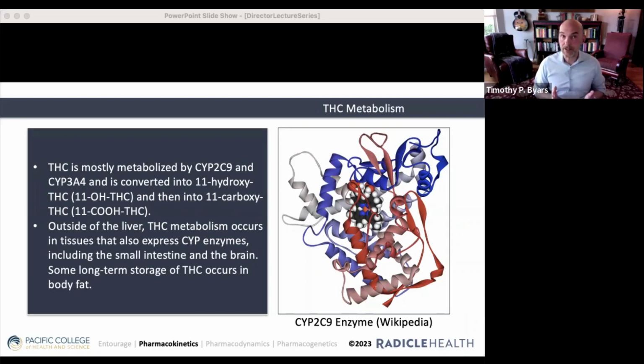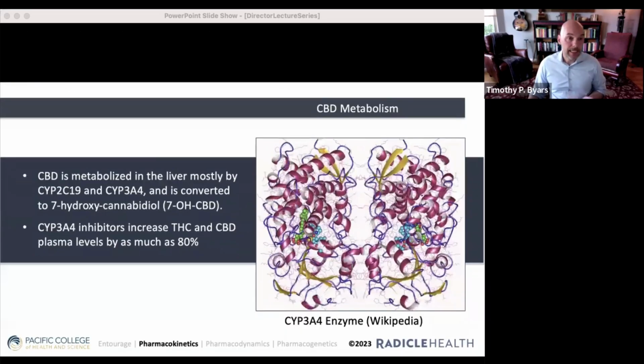Metabolism of THC can occur outside of the liver also, obviously. We don't always eat cannabis. So it can occur in tissues that also express CYP enzymes. It can occur in the small intestine. It can also occur in the brain. And then, of course, we have some long-term storage of THC that occurs in our body fat. CBD is metabolized also in the liver by CYP enzymes, mostly by CYP2C19 and also CYP3A4. And when CBD is metabolized, it's converted into 7-hydroxycannabidiol.